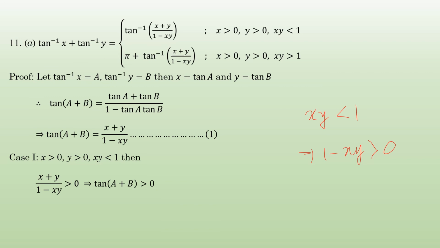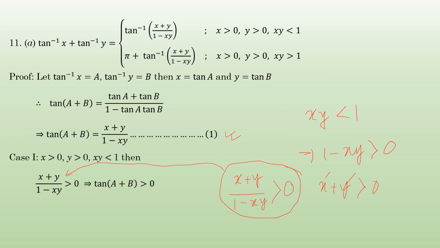Okay, so as well you already obtained x plus y is also greater than 0, because individually x and y are positive numbers, so the sum of two positive numbers is also positive, and that is why x plus y divided by 1 minus xy is also greater than 0, and I am writing that here. Okay, but x plus y divided by 1 minus xy is nothing but, from equation number 1 we see that this is equal to tan of a plus b, which is greater than 0.